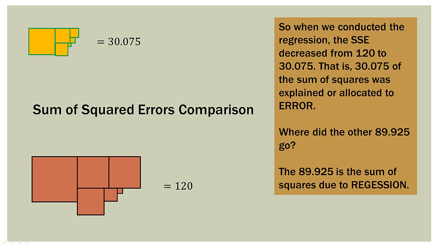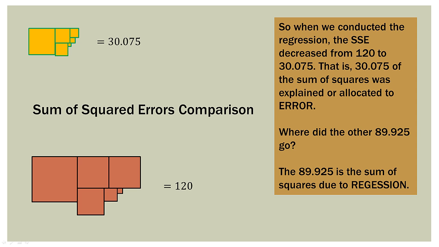So when we conducted the regression, the SSE decreased from 120 to 30.075. That is, 30.075 of the sum of the squares was explained or allocated to the error in the regression model. So instead of having 120 as the error, as in the first case, we reduced that to 30.075 because we reduced the distance from the regression line to the data points.